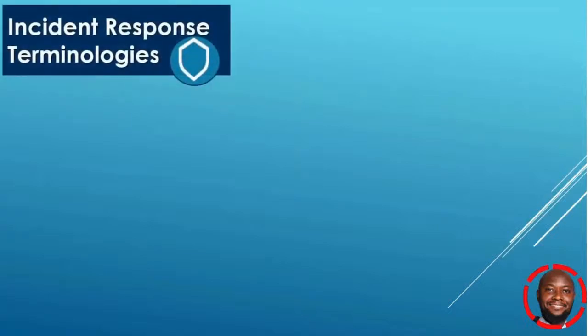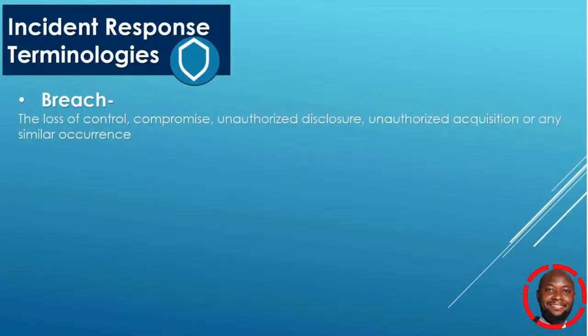Now, under this domain 2, it's critical to understand some terminologies under incident response. In incident response, we have a few terminologies that you need to be familiar with before writing the exam. Here I'm going to list out some of them. The first one I'm mentioning is breach. What do you talk about when you have a breach? A breach is when there's a loss of control, a compromise, an unauthorized disclosure, an unauthorized acquisition, or any similar occurrence. So basically, a loss of control and a compromise within your system or your network.